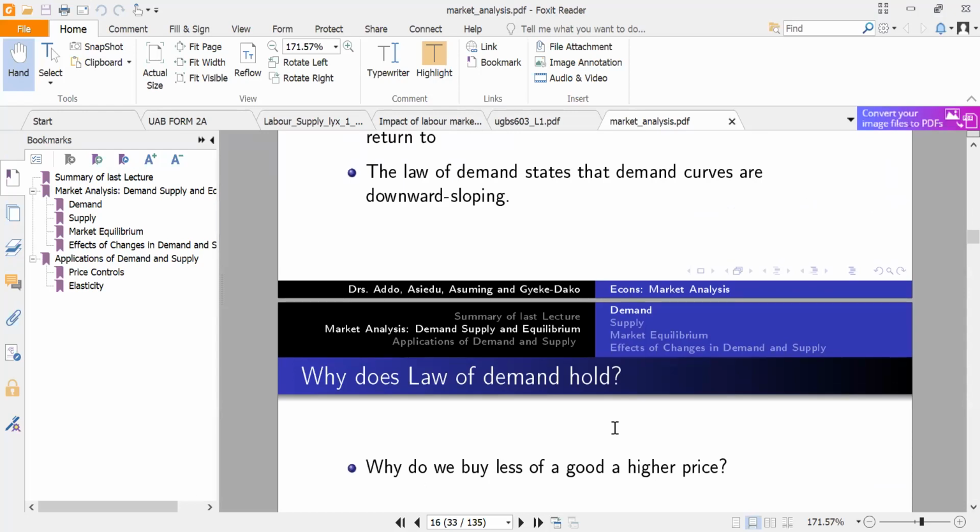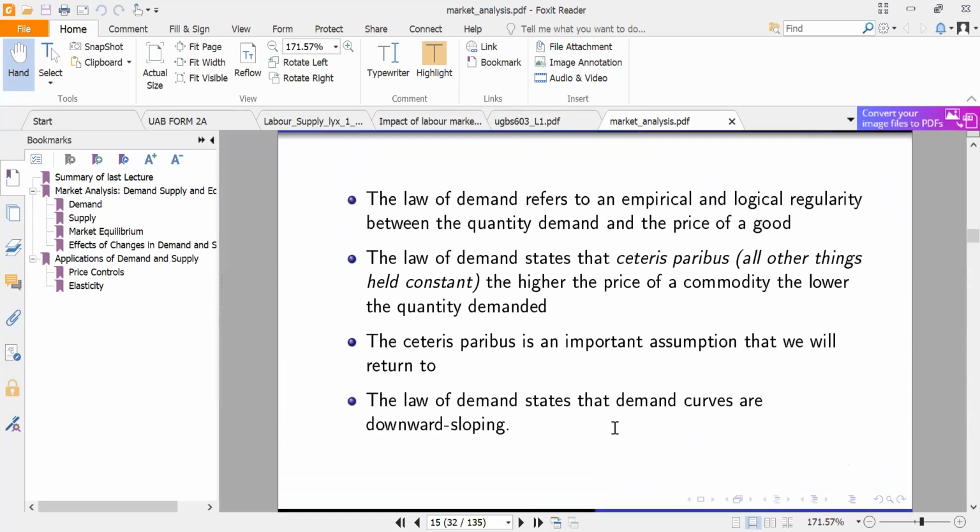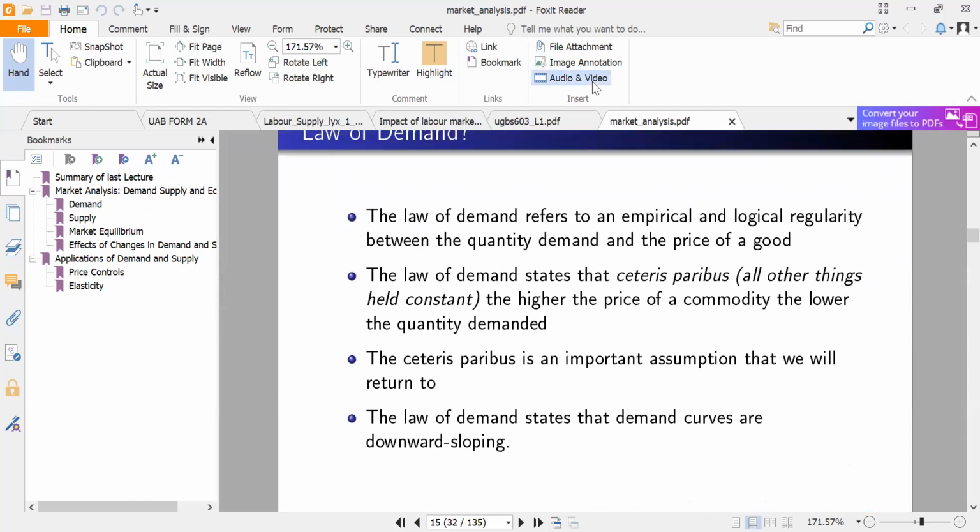Why does the law of demand hold? Why is it that the higher the price of a commodity, the lower the quantity people buy? You are the CEO of your company, a manager explaining to the owner or another boss that we shouldn't increase price. Why is it that the higher the price of a commodity, the lower the quantity that will be bought? You can raise up your hand and I'll call you. Yes, let me take Sadiq Ahmed.